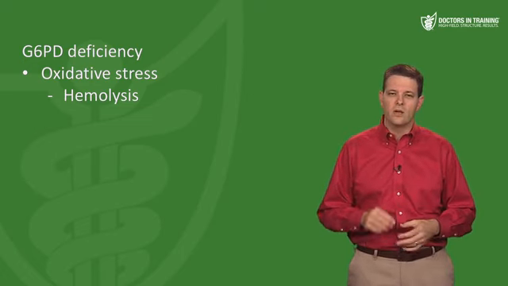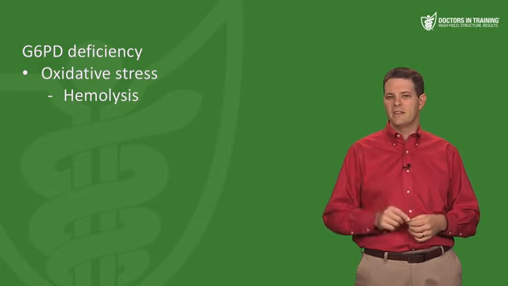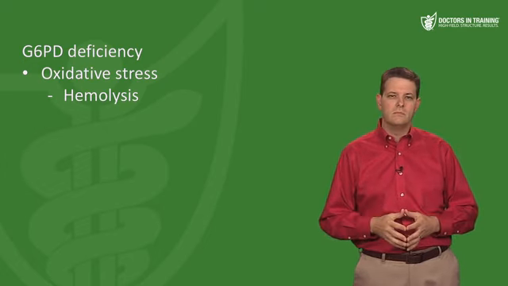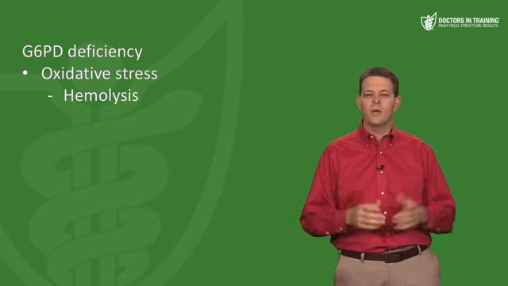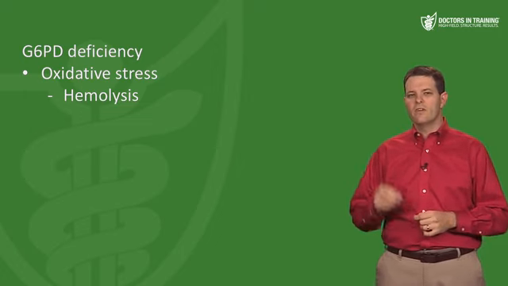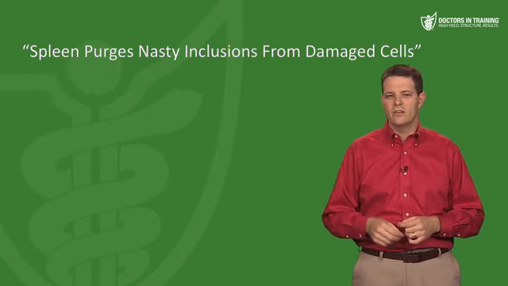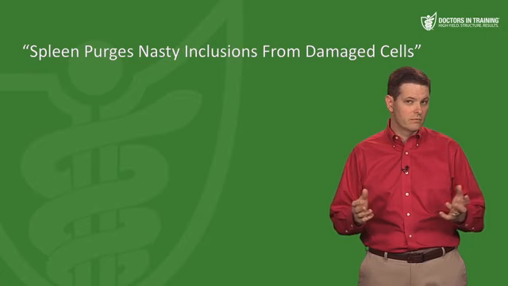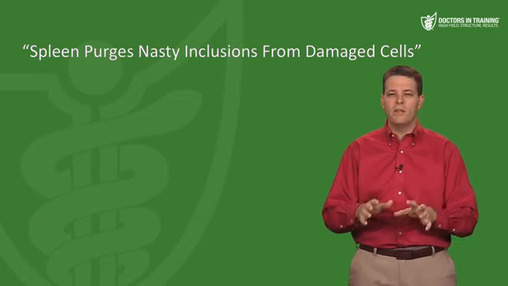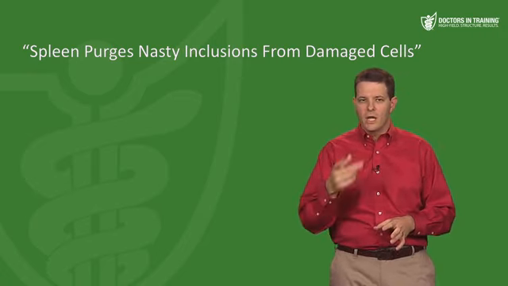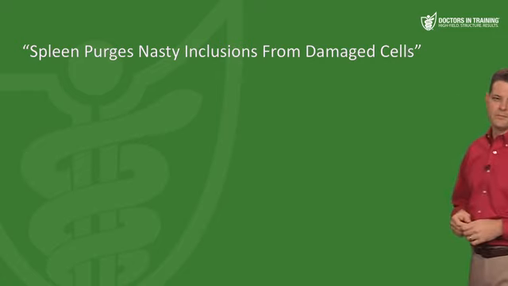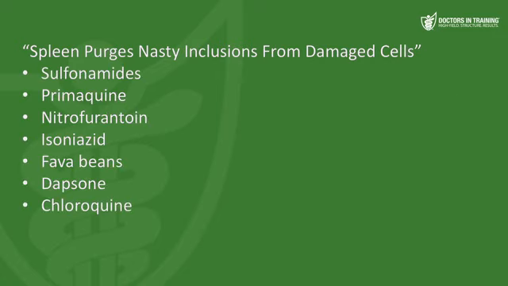Let's do a little quiz. Take out a piece of paper and try to list as many of these as you can. I'll wait. Tell you what, I'll even give you a little hint. The mnemonic was spleen purges nasty inclusions from damaged cells. Ring any bells? So I want you to pause the video, try to write these down, then we'll put up the answers in a moment. Okay, here are the answers.